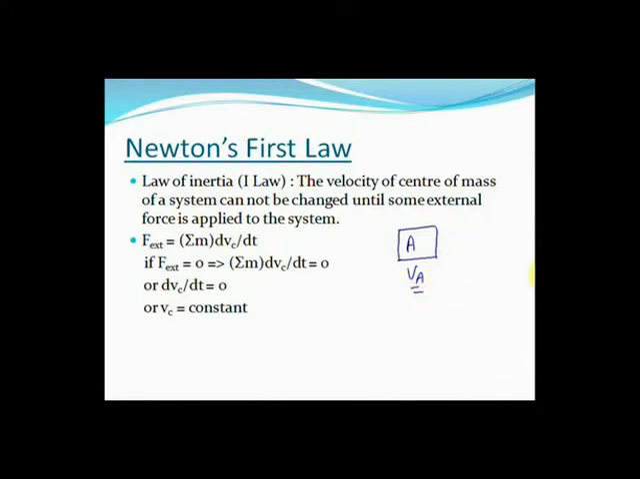So according to Newton's first law, to change this velocity there must be some external force which is acting on block A. This is our F external. So if F external is 0, the block A will continue to move with velocity VA.